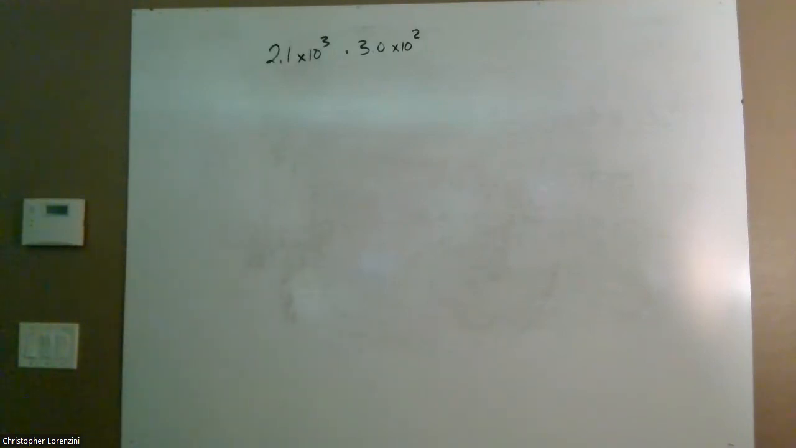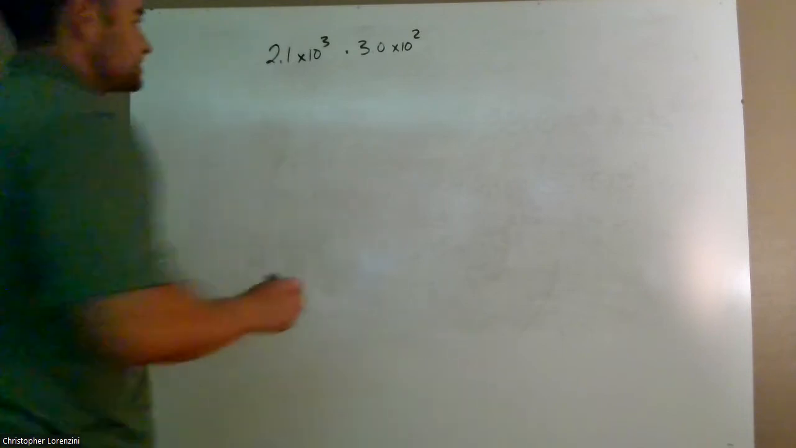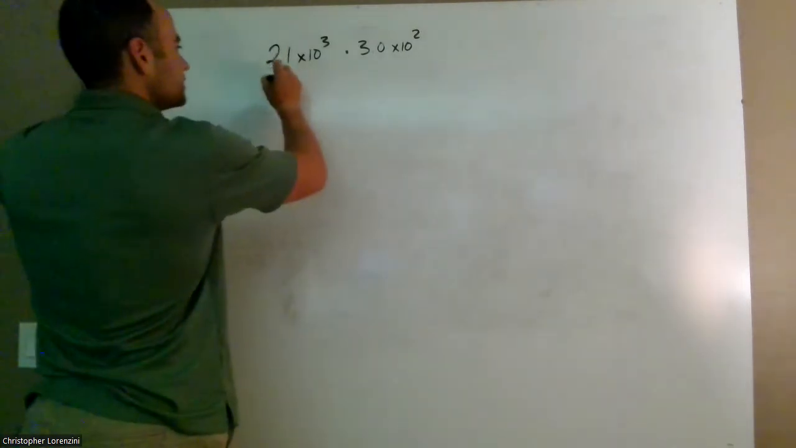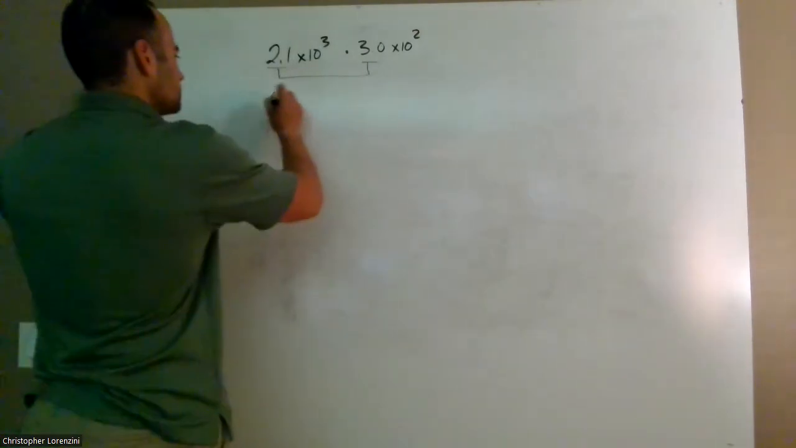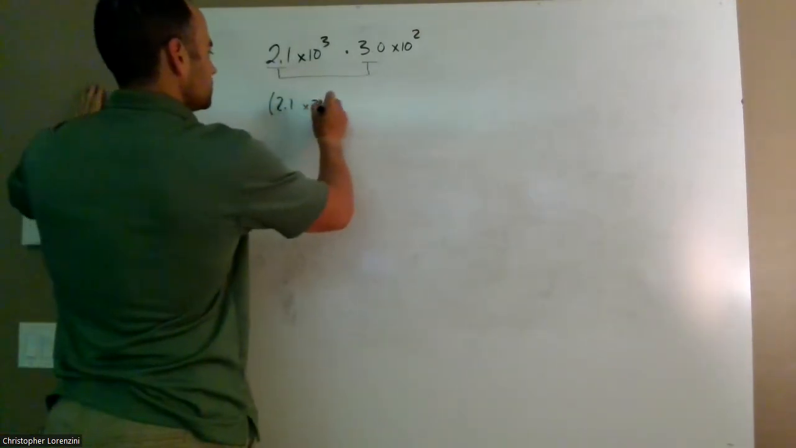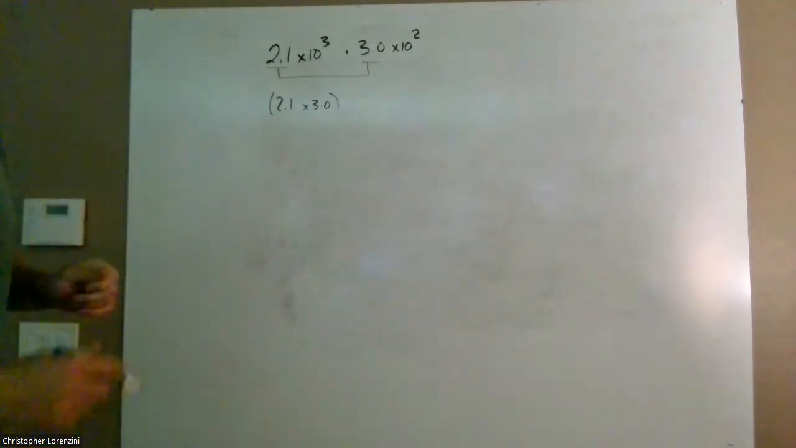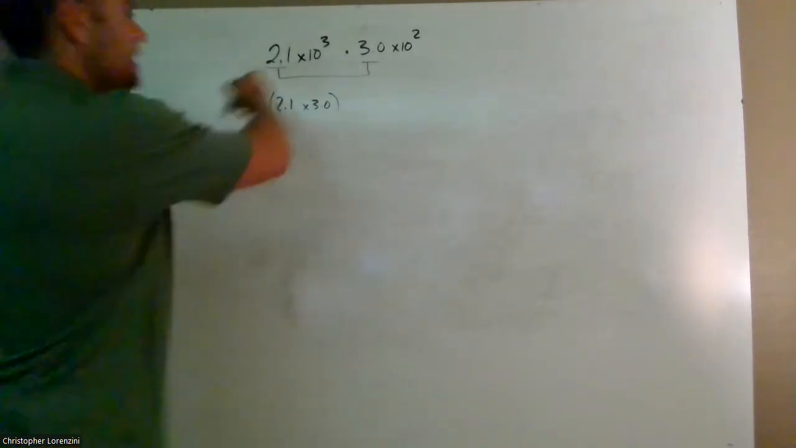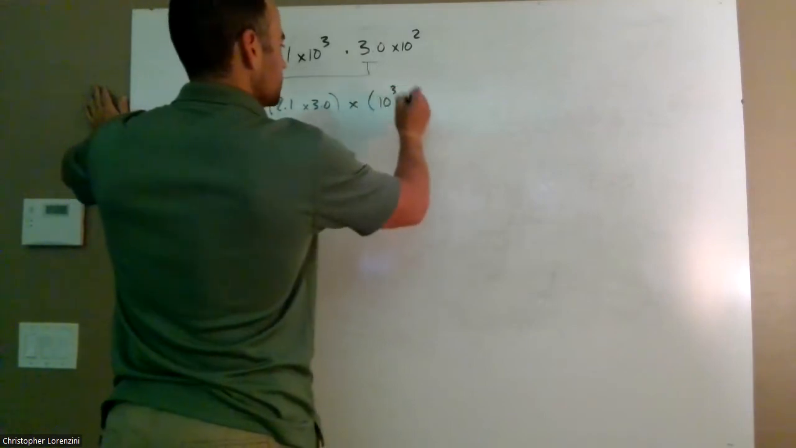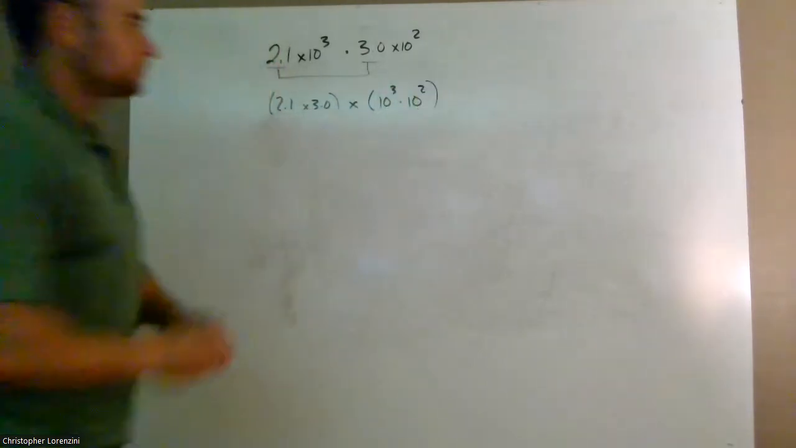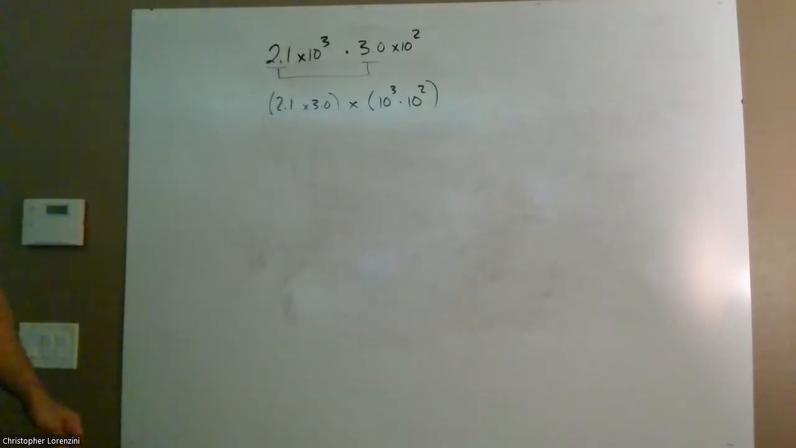Here's how we go about multiplying these two numbers together. First thing I'm going to do is take those front values and multiply those together. Then I'm going to take my factors of 10 and multiply those together. And then I'm going to see what my result is on the back end.